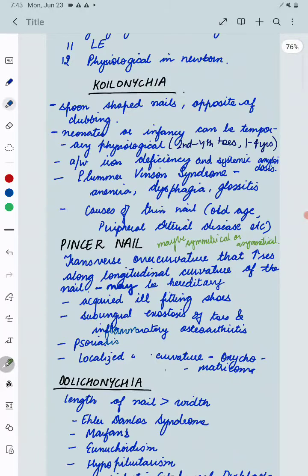Koilonychia is when the nails are spoon-shaped. It is the opposite of clubbing. It is seen with iron deficiency and in systemic amyloidosis. It is also seen in Plummer-Vinson syndrome, where you have anemia, dysphagia, and glossitis.